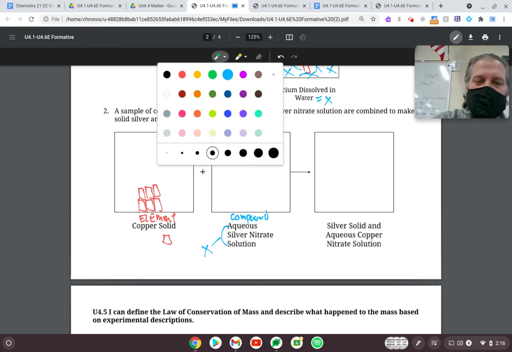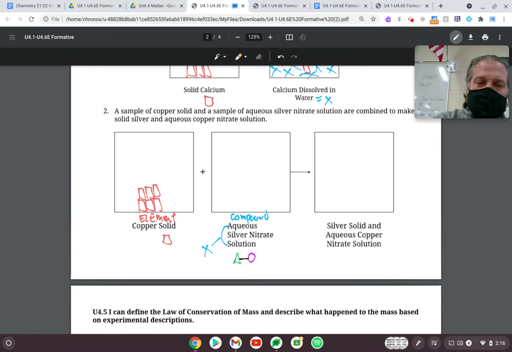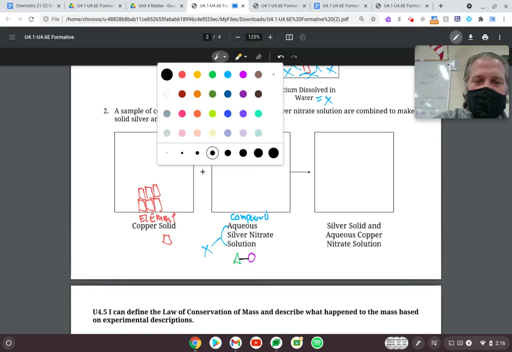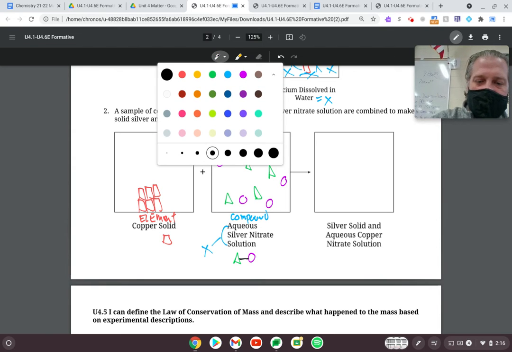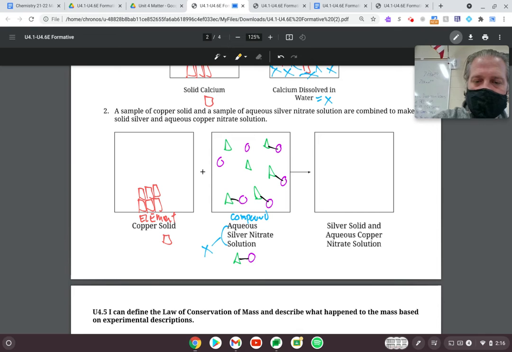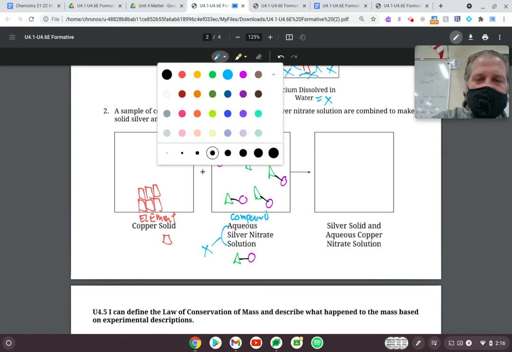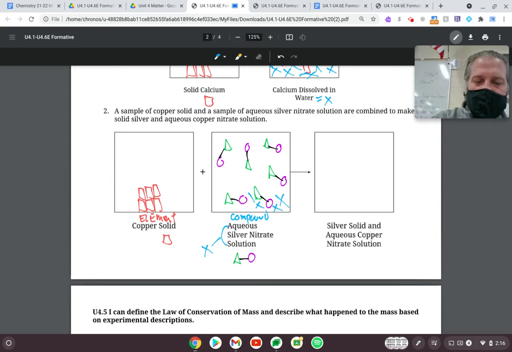so we're going to use an X. So for silver, I'm going to make it a triangle. Nitrate, I'm going to make it a purple circle. And I'm going to bond them together with a line. Now I'm going to draw this aqueous solution, something like this. And bond them together with a line. And then lastly, surround each of those particles with X's that we know to represent water.